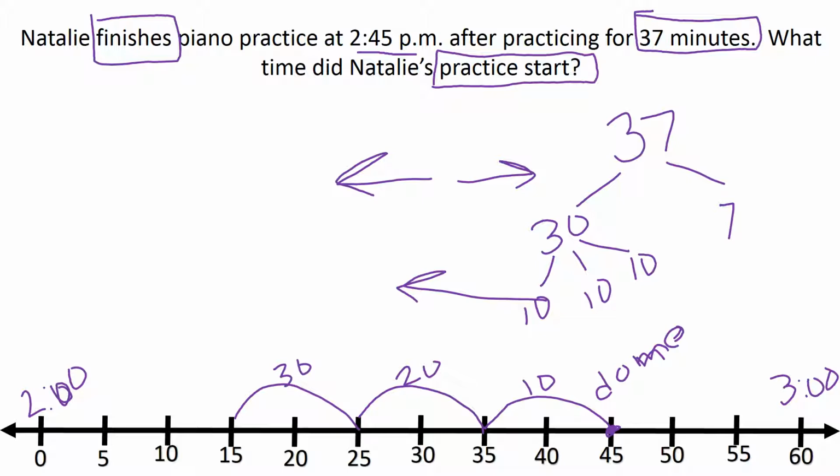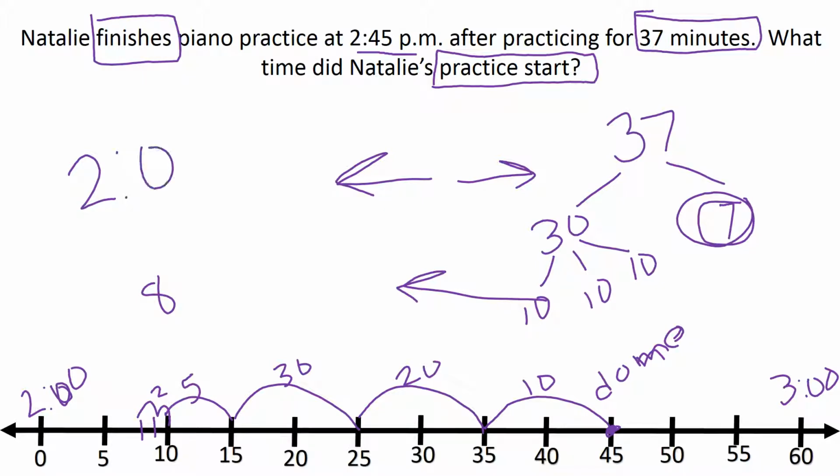Are we done? Nope. Still need to go backwards 7. I can go backwards 5, the 10 mark. How many more do I have to go backwards? 2 more to make 7. 1, 2. 2 more would make the 7. Backwards 2 from 10, what is that? 9, 8. So the answer is 8, right? No! You should be saying no! The answer is actually 2:08. She starts her piano practice at 2:08.